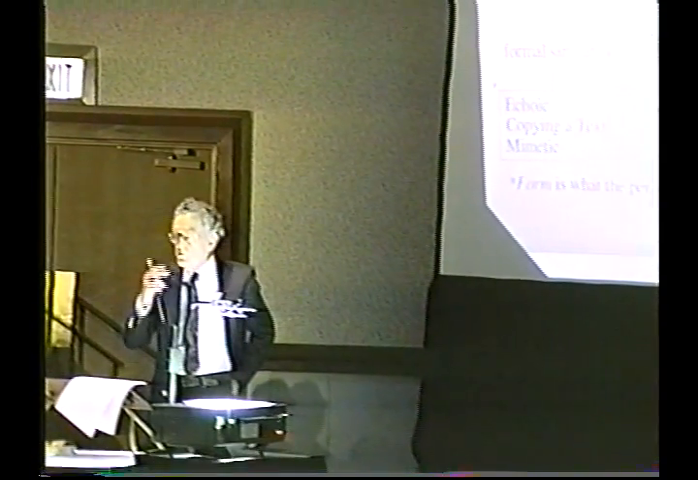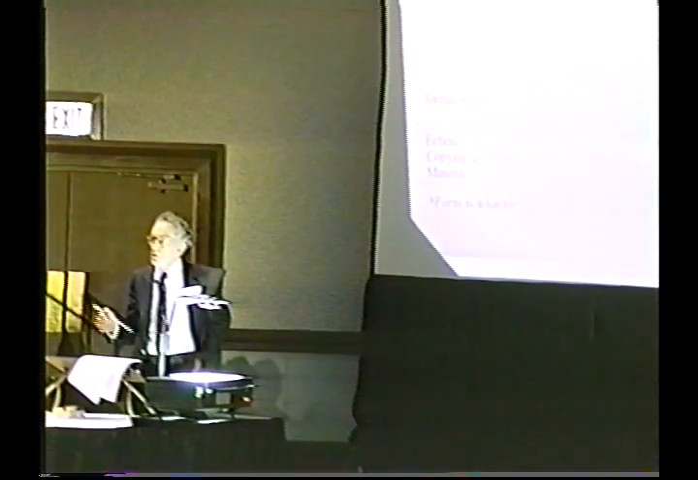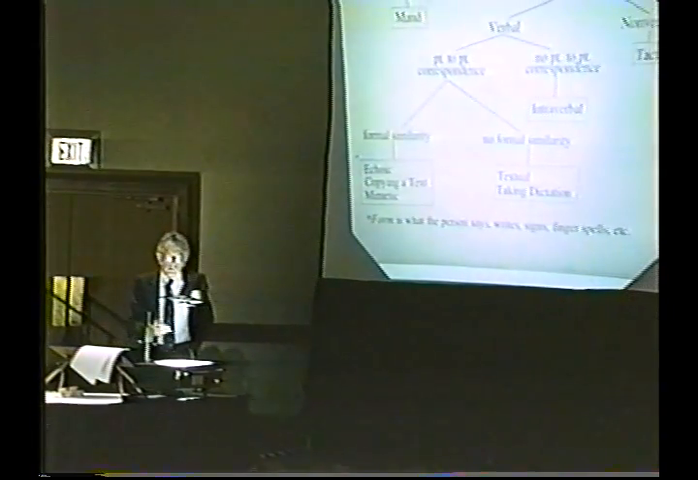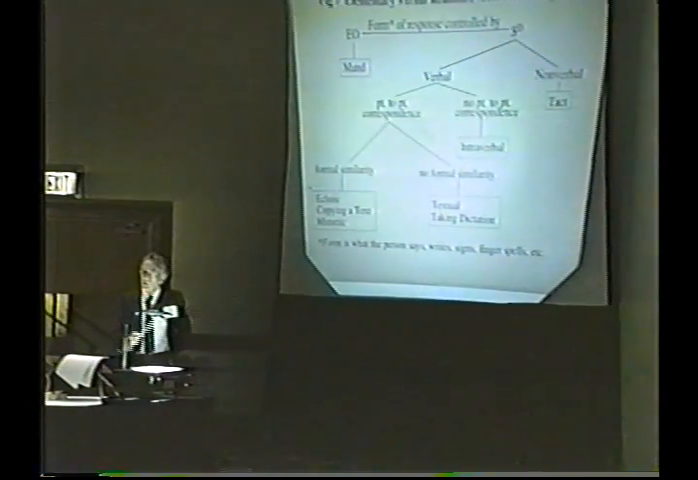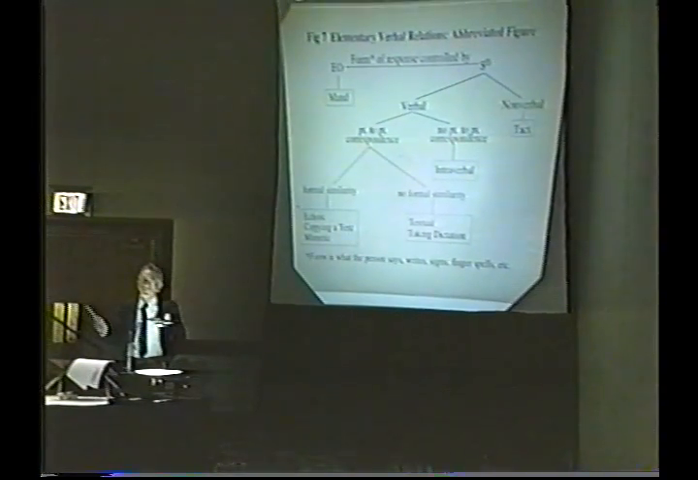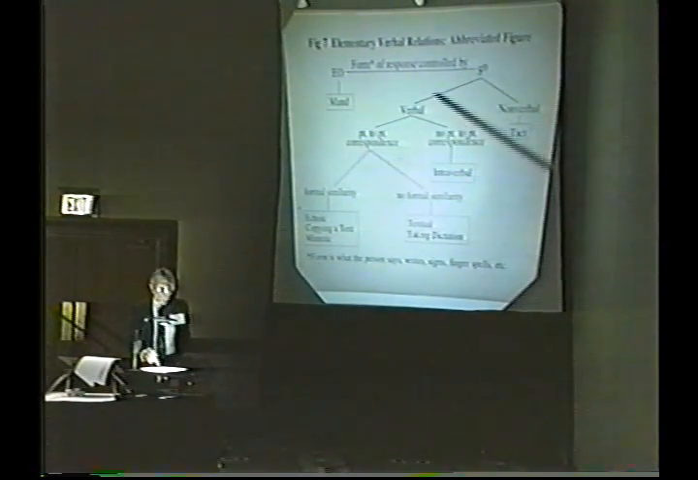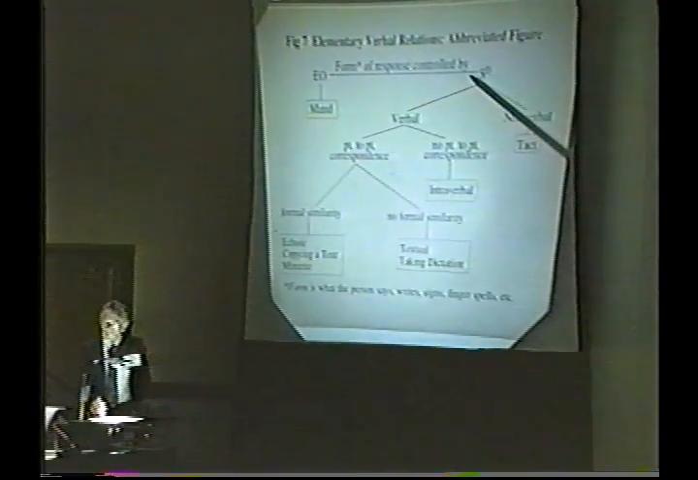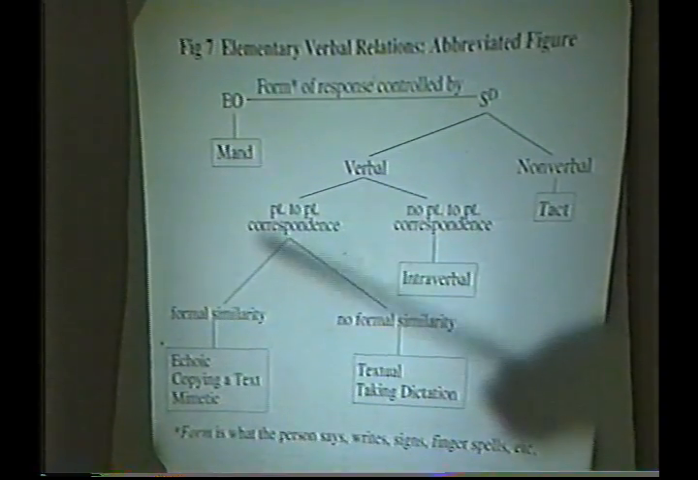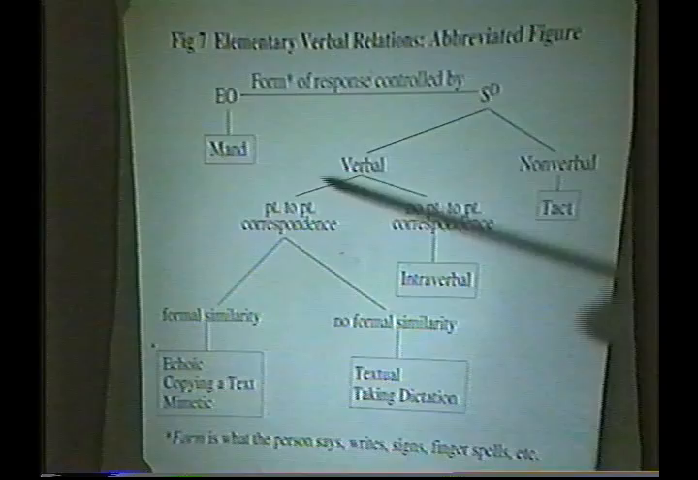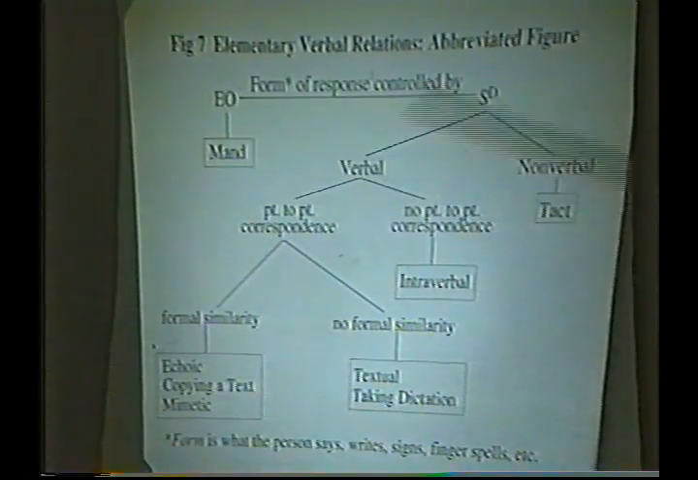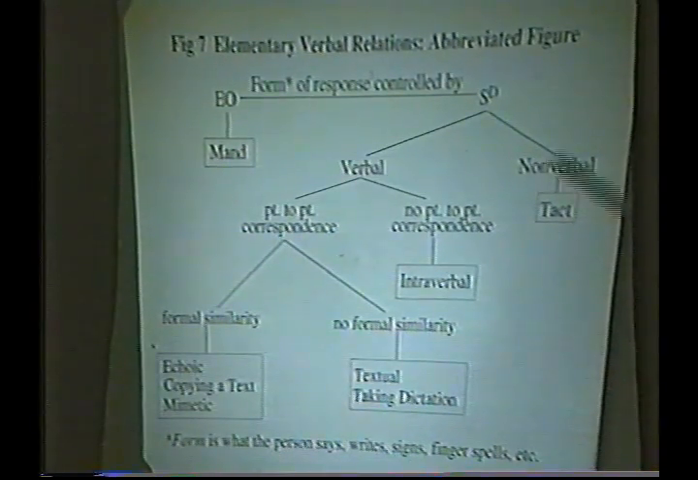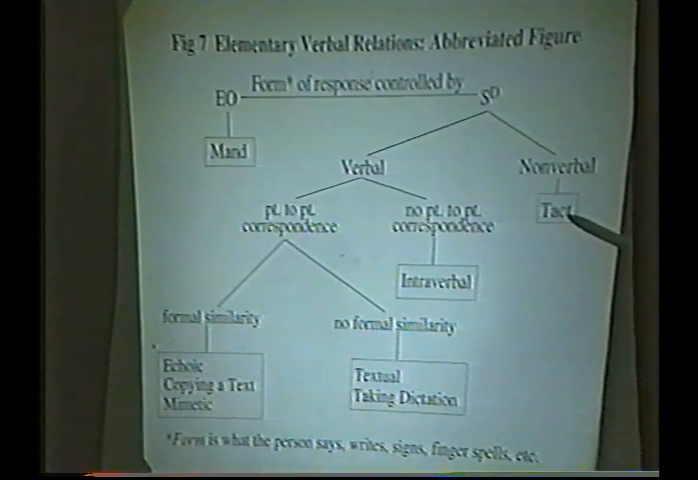He describes several different kinds of elementary verbal relations. First of all, we have to decide whether the form of the response, that is, what is said, signed, gestured, or written, is controlled by a discriminative stimulus, a stimulus of some sort, or whether it's controlled by a motivational variable or an establishing operation, or what the person wants. If it's controlled by a motivational variable, it's called a mand. If it's controlled by a stimulus, then we have to decide, is the stimulus verbal or nonverbal? If it's controlled by a nonverbal stimulus, then it's a tact.